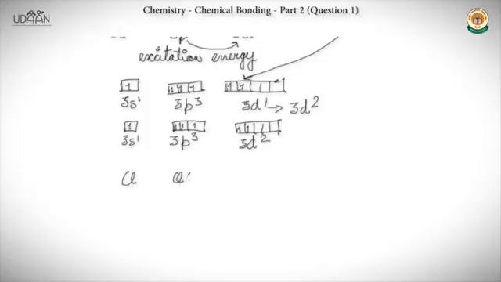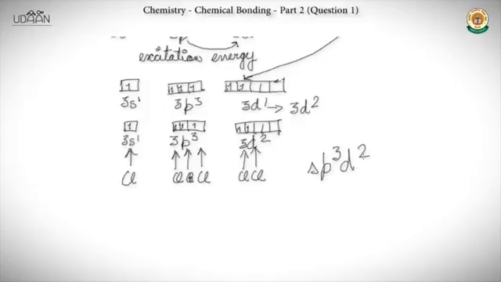As 1 from 3s, 3 from p and 2 from d are involved, that's why we call it sp3d2 hybridization. So this is how the molecule is formed, and the hybridization of the central atom phosphorus is sp3d2, which is square bipyramidal. Square bipyramidal, exactly.